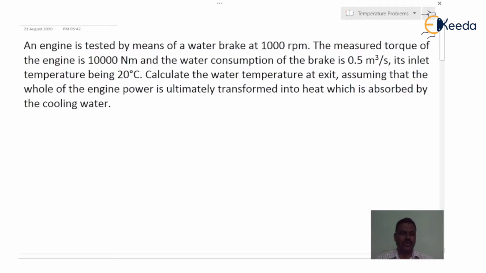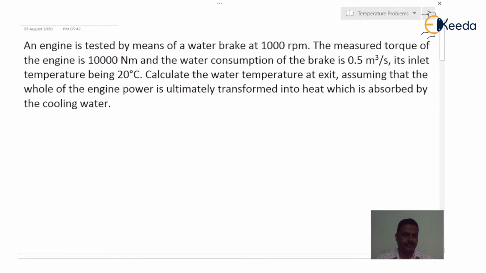The engine is tested by means of a water brake at 1000 rpm, and the measured torque is 10,000 Newton meter. Water consumption, mass flow rate is 0.5 meter cube per second. Here it is actually volume flow rate. So now let us list the given data.